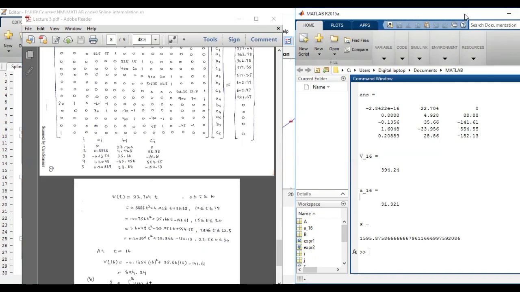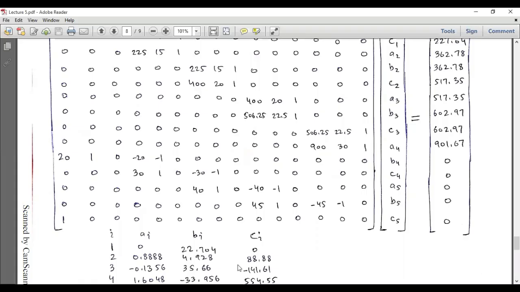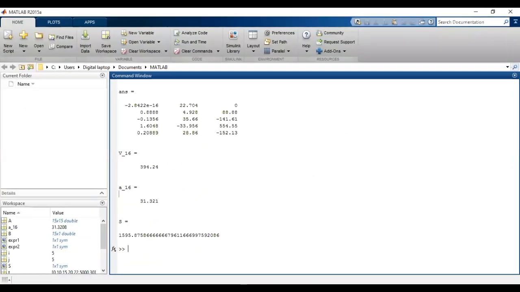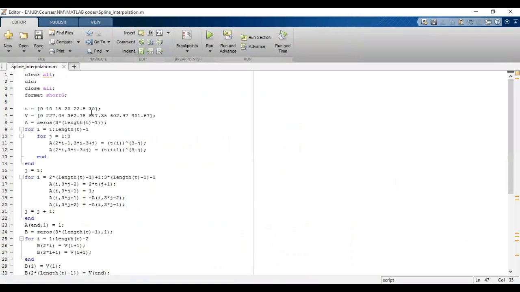And one more thing I want to tell you is that the code that I have written is valid for all types of data points. So here I have 6 data points. If I want to increase or decrease the number of data points, or if I want to change the values of these data points, still I will get the acceptable answer.